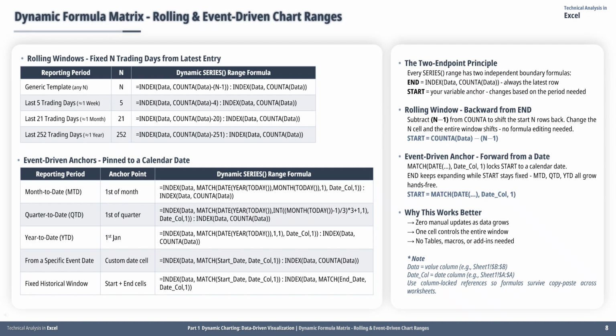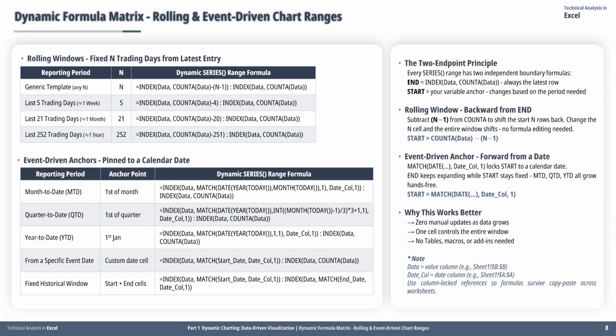For the fixed historical window at the bottom of the table, both endpoints use MATCH, so the chart always shows exactly the same historical period regardless of how much new data arrives. In the example file, the two rolling windows sheet has working formula extraction blocks for the 5, 20, 60, and 252-day windows. The 3 event-driven sheet does the same for month-to-date, quarter-to-date, year-to-date, a custom start date, and a fixed historical window. The formula reference sheet lists all 10 formulas in copy-paste ready format.